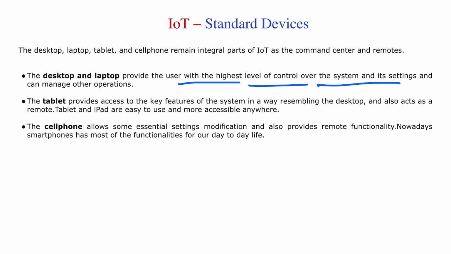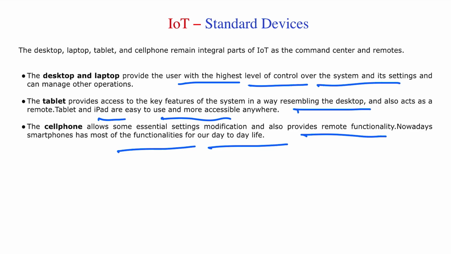Tablet is also another form of cell phone which provides more processing and more accessibility, and this resembles a desktop. We can use it like a desktop also, and this can be used as a remote. So tablet and iPad are easy to use and more accessible anywhere. Cell phone allows some essential settings modification and also provides remote functionality. Nowadays smartphones handle most of the functionality of our day-to-day life. So actually mainly desktops and laptops are used for control of all the IoT devices. Then tablet we can also use in some form of desktop, and cell phone, as we know, is used for all our day-to-day work.